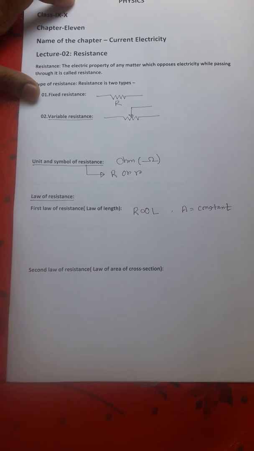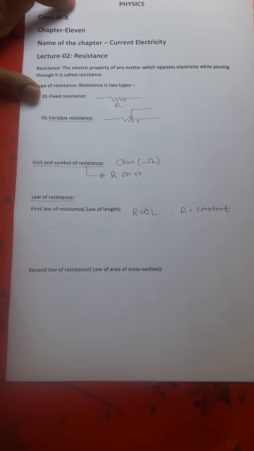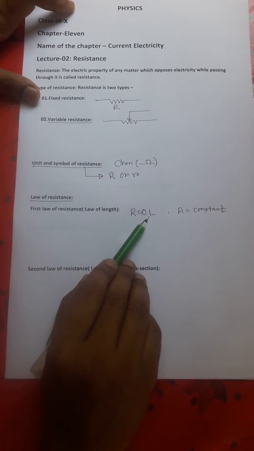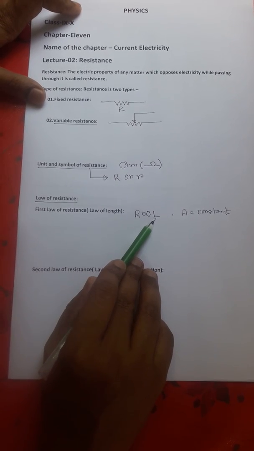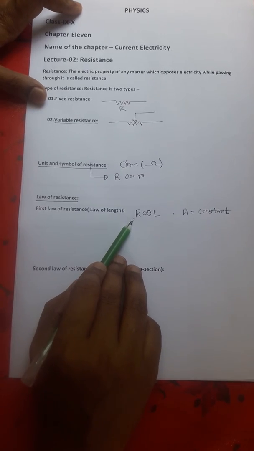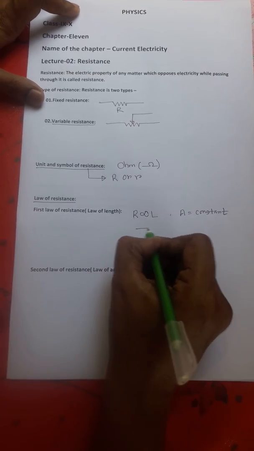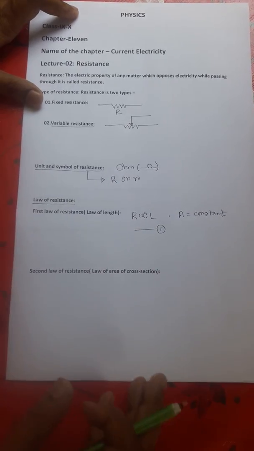So R is directly proportional to L. What does it mean? When L increases, the resistance increases. When L decreases, then resistance decreases. And this one is equation number 1.